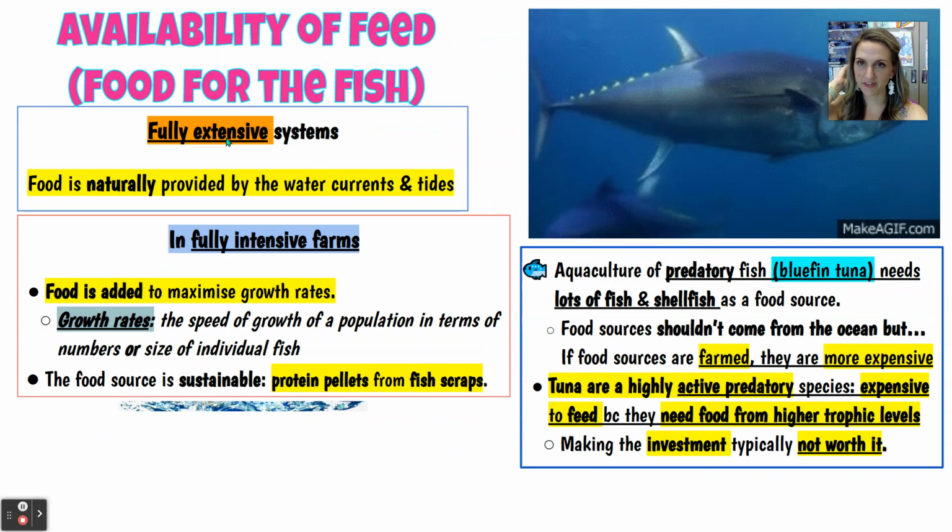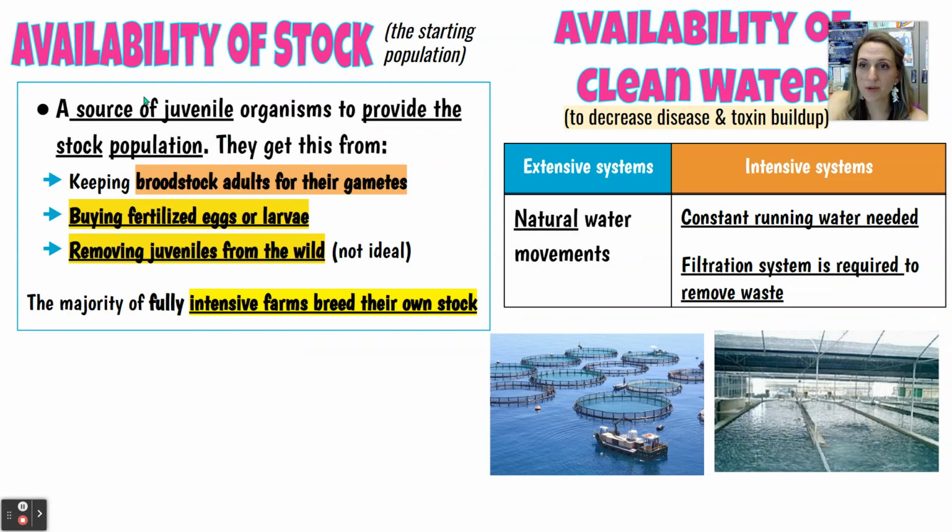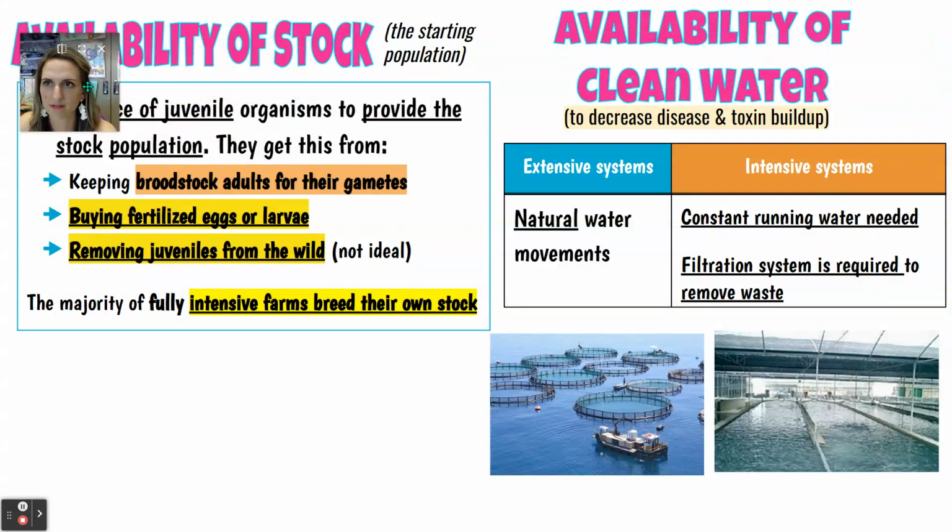So availability of stock. You need a starting population. So you can either get this stock from maintaining a population of male and females that you already have and not slaughtering them. You could buy fertilized eggs or larvae from another company, or you can remove juveniles from the wild, but that's negating what we're trying to do. Majority of fully intensive farms will breed their own stock and keep that mating pair, although they're not really mating because it's not like they choose their partner.